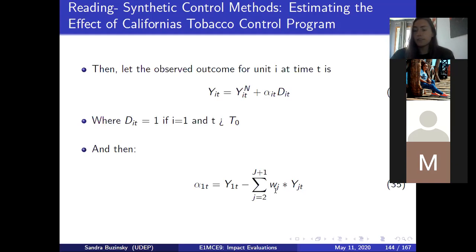And so we'll take the difference between the outcome for the treatment group and each outcome for the control groups given their w's. So given their weight. And then that's for all of the control groups, we do that. So j equals 2 to j equals J plus 1. Okay.